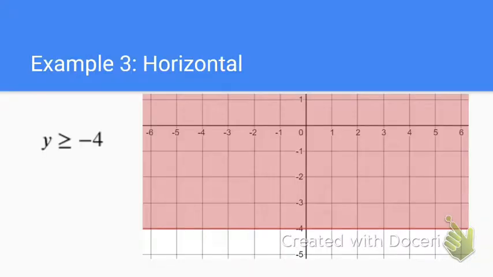Okay, in example 3. Here's a horizontal example. You're going to graph a horizontal line at y equals negative 4, and it's solid. And you're going to shade everything above because it says y is greater than or equal to negative 4. So this is a horizontal example. So we just make a dot at negative 4 and shade everything above it. Correct.